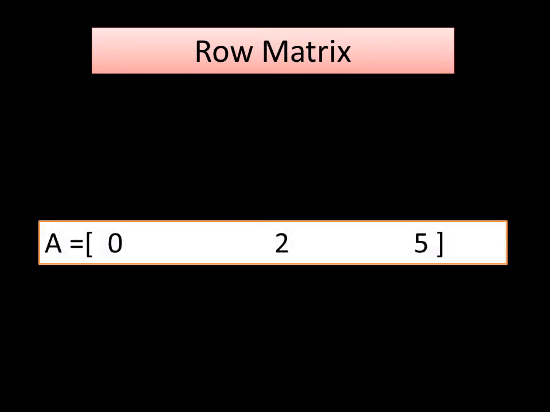First of all, here is a row matrix. We can define a row matrix as: if a matrix has only one row, then it is called a row matrix. For example, you can see on your screen, matrix A is a row matrix because it has only one row. The order of matrix A is 1 by 3 because here is only one row and 3 columns, but it doesn't matter how many columns there are. There must be only one row in the row matrix.